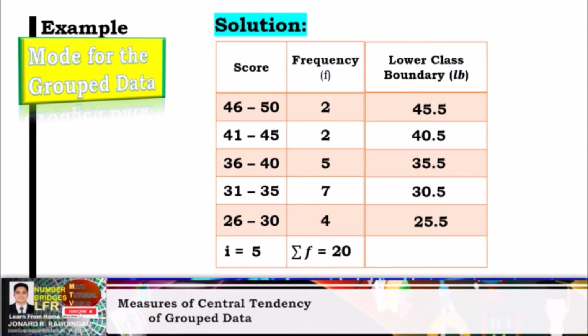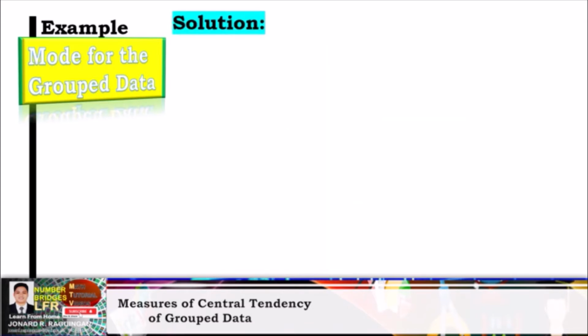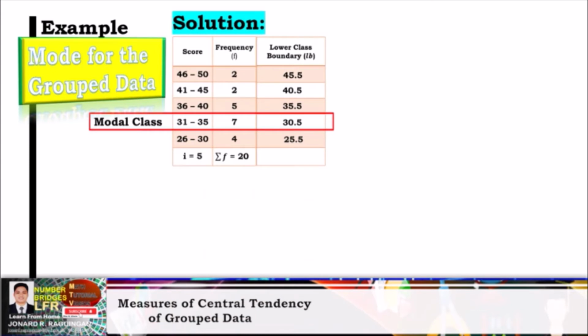Then, identify the modal class. The modal class is the class with the highest frequency. So, the highest frequency is 7, meaning to say that our modal class is 31 to 35. After completing the table, you are now ready to compute for the mode. First, identify the value of the lower boundary of the modal class, which is equal to 30.5.